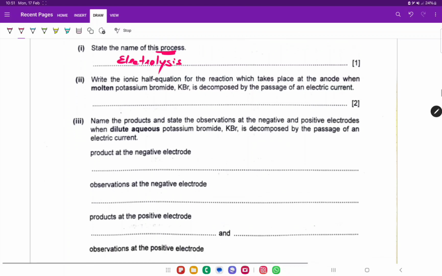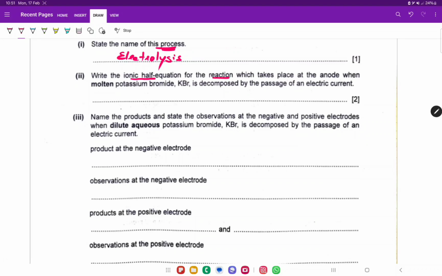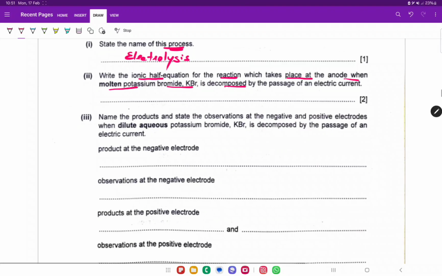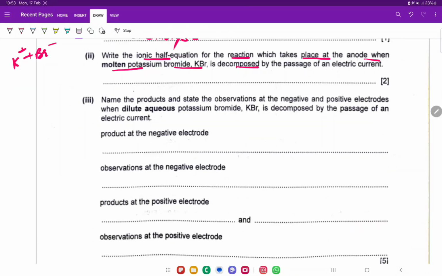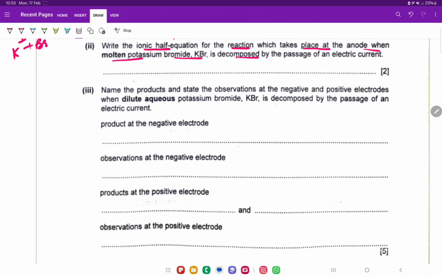Write the ionic half equation for the reaction which takes place at the anode when molten potassium bromide, KBr, is decomposed. Now when it's KBr, it will dissociate to form K+ and Br- ions. Now according to the theory, LOAP for an electrolytic cell, we should know this word. What does L mean? L means left. The electrode on the left side of the electrolytic cell, on that electrode oxidation takes place. Generally it is left, but it is not necessarily left and right. It could be right also.